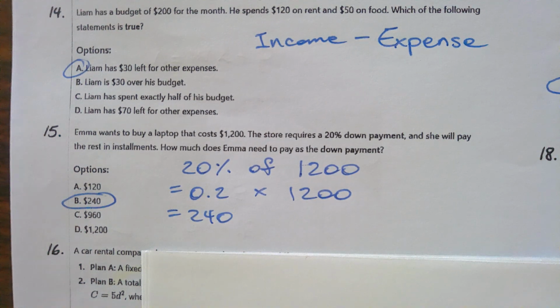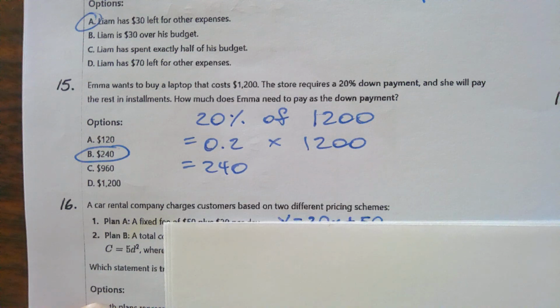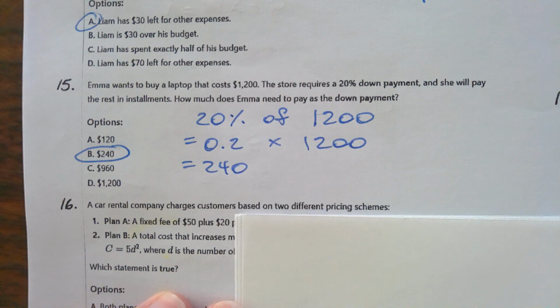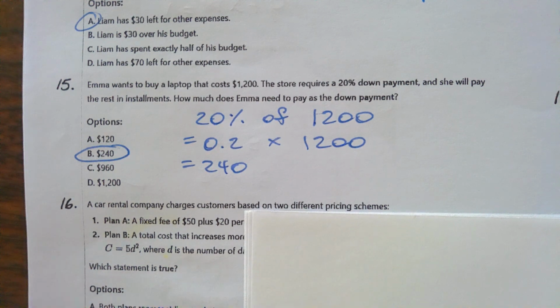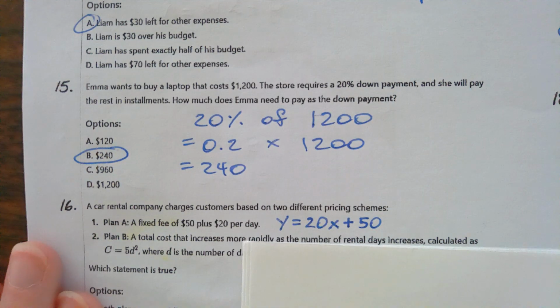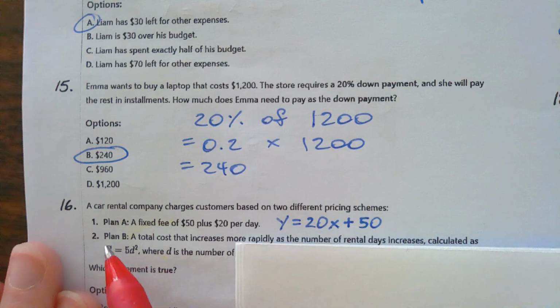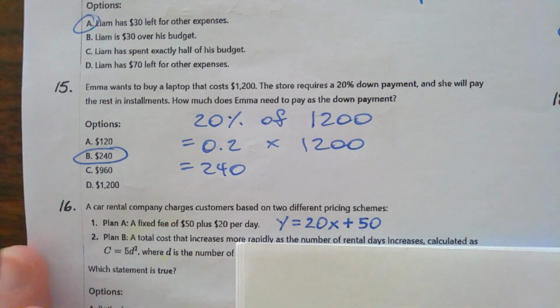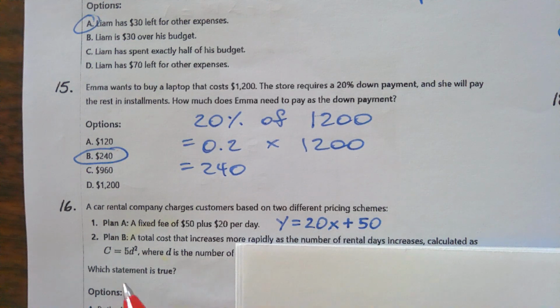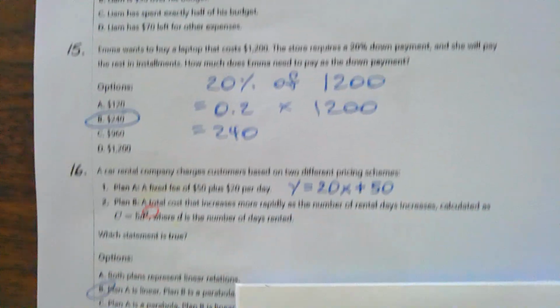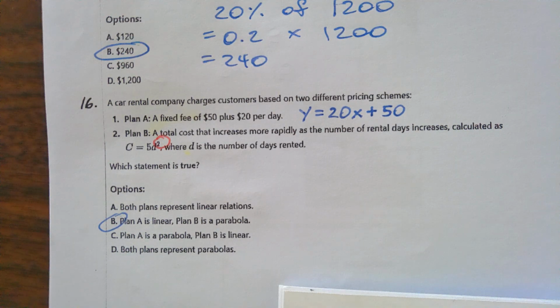Ben, you can help me with the next one. Number 16. Okay, so plan A. Can you give me the equation for plan A? Perfect. y equals 20x plus 50. Is this linear or nonlinear? Linear, right. What about C equals 5 times D squared? Is that linear or nonlinear? Nonlinear. What gave it away? Yeah, the exponent. The square tells you that it is nonlinear. So which one is the correct answer? B.